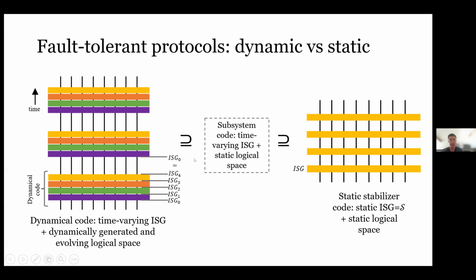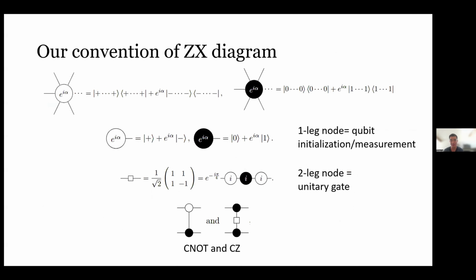The tool that we're using to construct the dynamical code is the ZX calculus. And since I think the audience is pretty familiar with ZX calculus, we assume. So this is just our convention. This is a little bit different from the red and green colors. We just use the white and black node. So the white node is the X spider, and the black node is a Z spider. And that's the convention that we're using for ZX calculus.